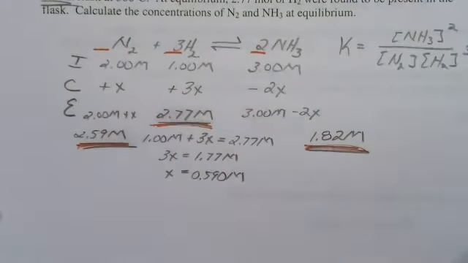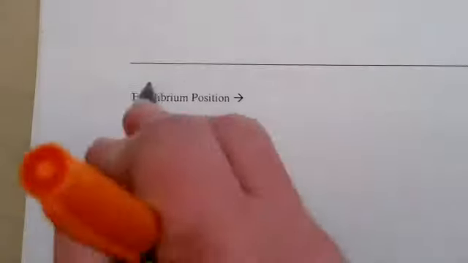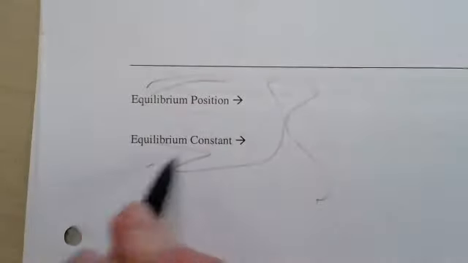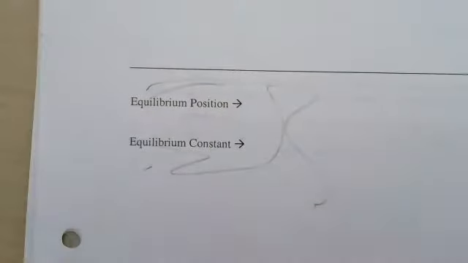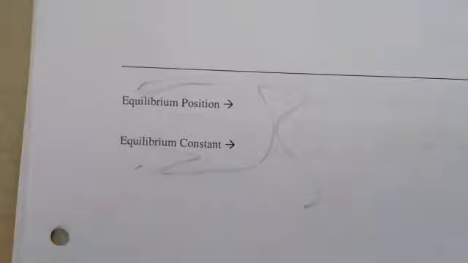Okay, question. By Monday, we'll be able to do this in 30 seconds. So quick. We considered these issues yesterday. So equilibrium position, what side is more favored, and equilibrium constant, that's your capital K.